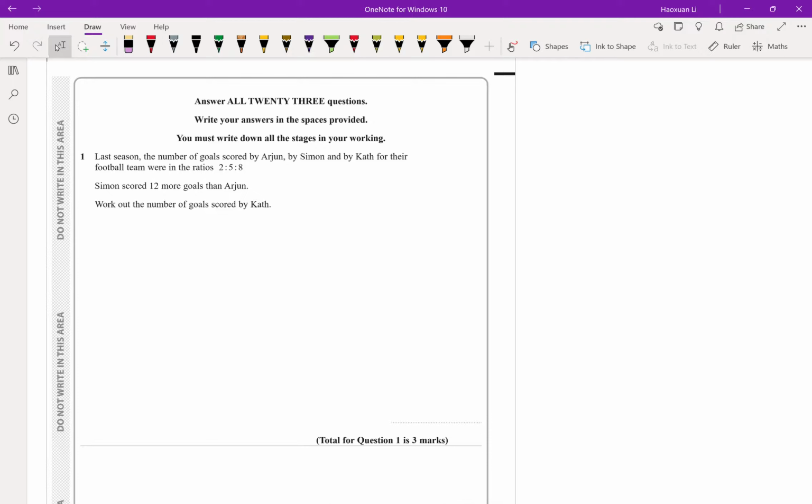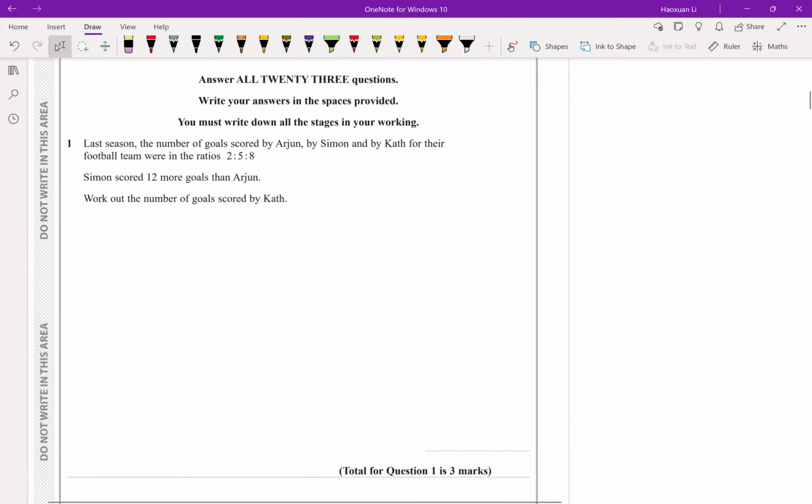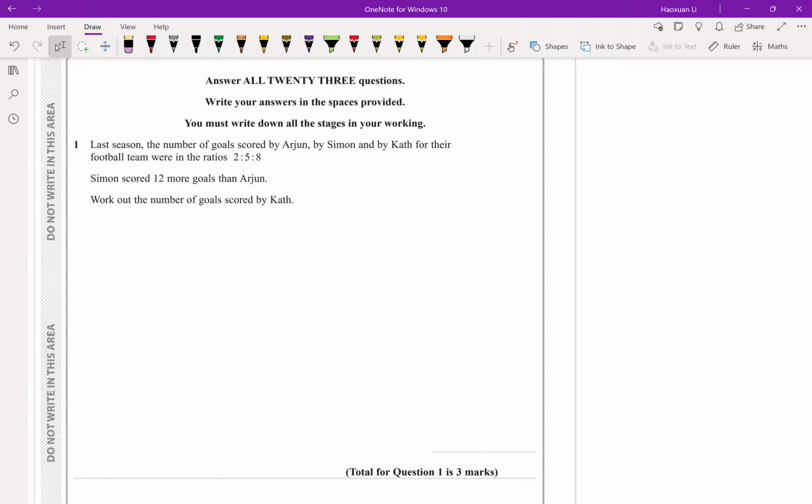So, answer all 23 questions. Write your answers in the spaces provided. You must write down all the stages in your working. Sometimes for insufficient workings, you can lose marks for that.